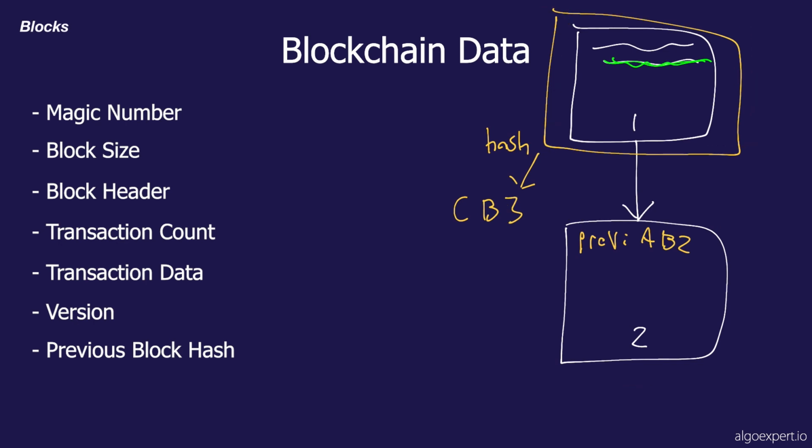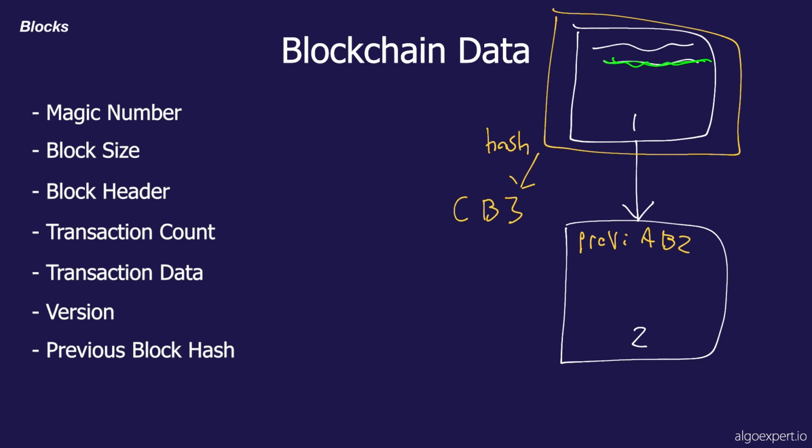Now, I know that may seem a little bit confusing, but the whole point here is that if I change any data in the previous block, that actually is going to change what should be stored in the next block. And again, that's a massive security feature of the blockchain, storing this previous hash.